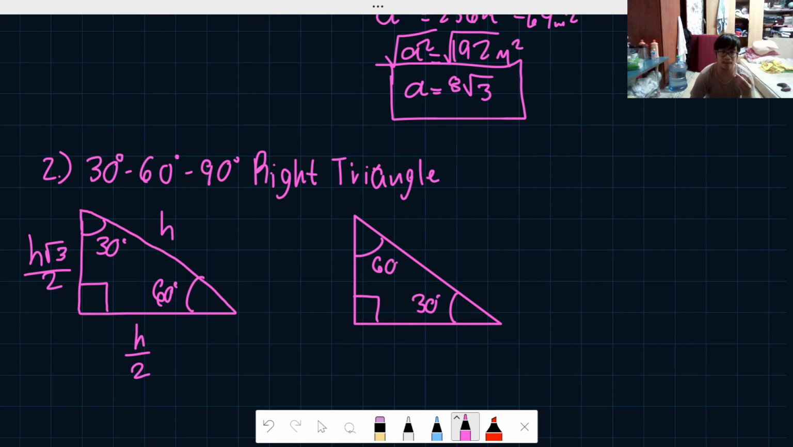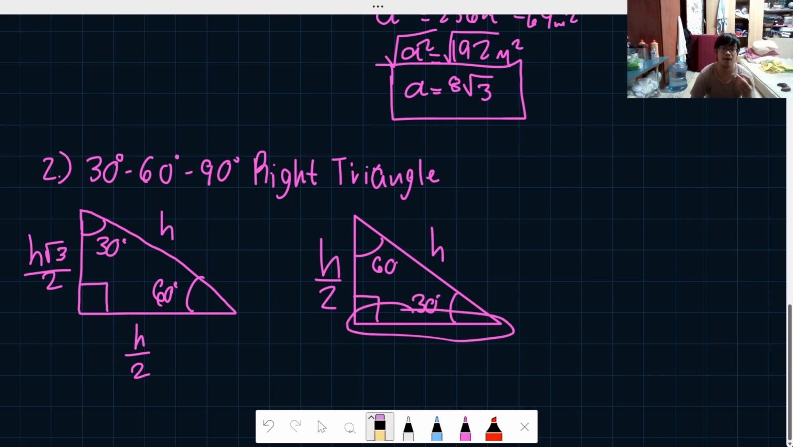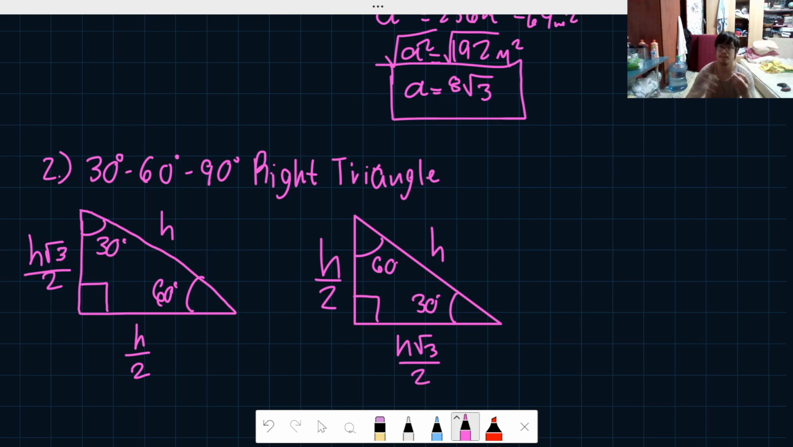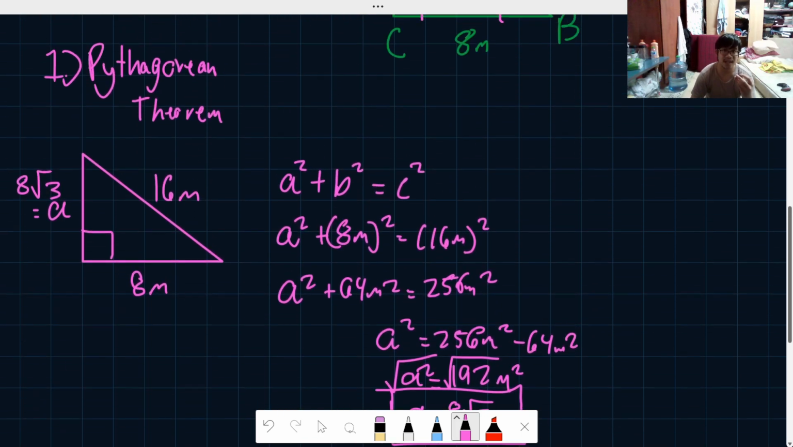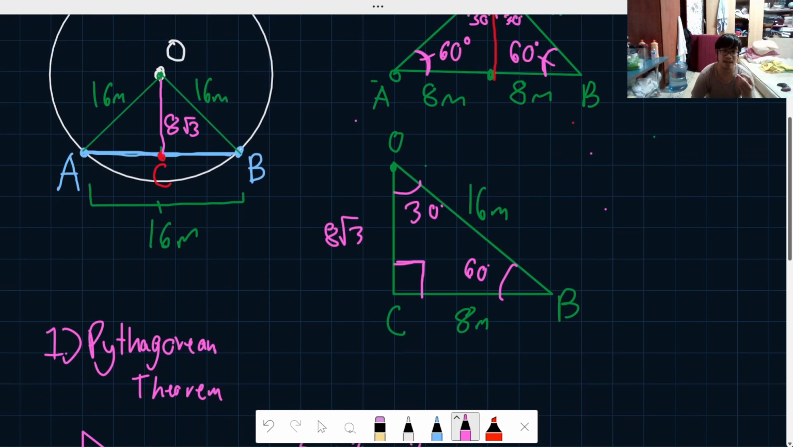If you have a hypotenuse here, again, if it's beside 60, it's hypotenuse divided by 2. So this vertical side, beside the 60 degrees, is hypotenuse all over 2. The base, which is beside 30 degrees, is hypotenuse times square root of 3 all over 2. That's it. Now let's relate that here.